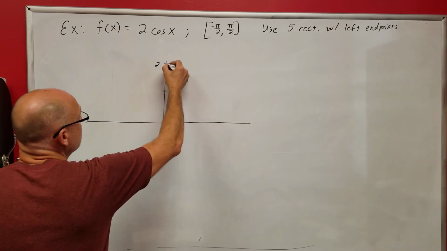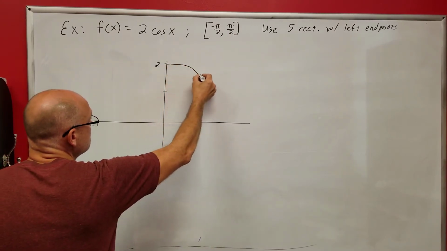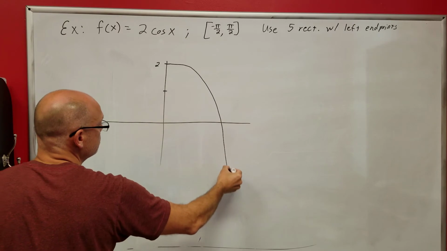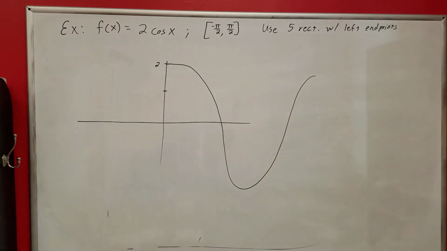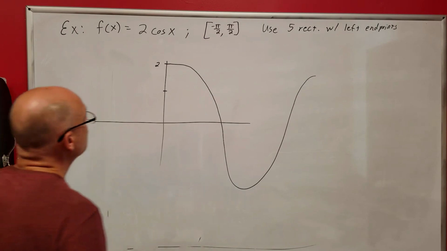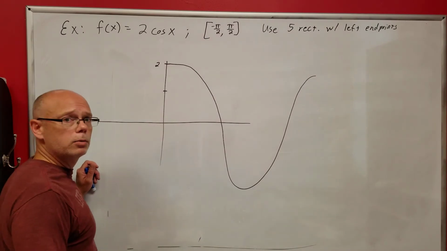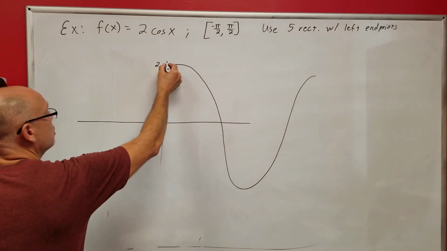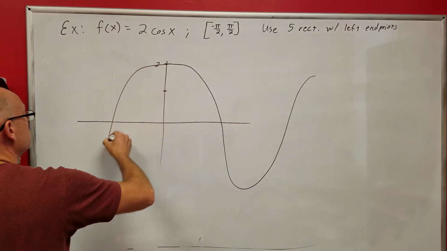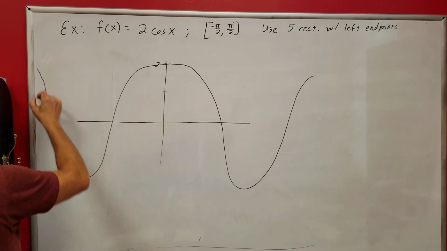What does my cosine function do? It does like this, right? And so forth, one period of it, right? All right, now where do I want to go? Between negative pi over 2 and pi over 2. So I'm going to need to consider drawing this side as well, right?